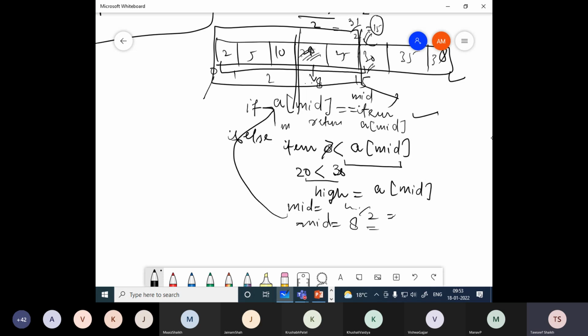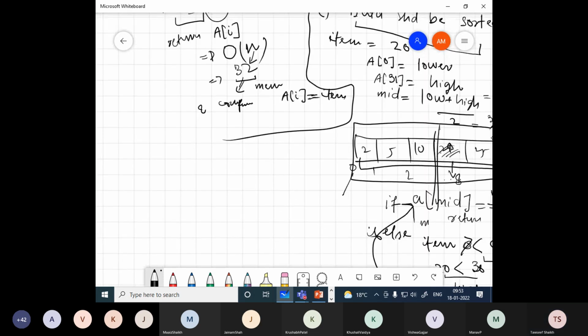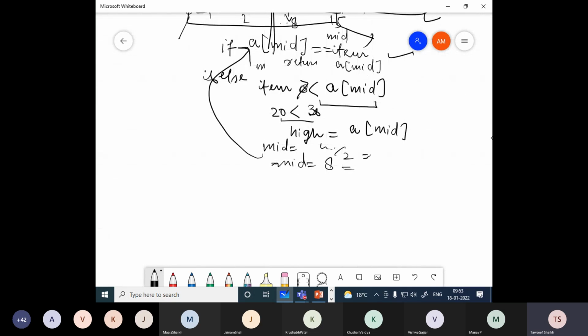This way, we need only a few comparisons. We don't need n comparisons like we need in the linear search. Yes. So this is what we have to implement in the lab also. And the complexity of binary search is log n to the base 2.